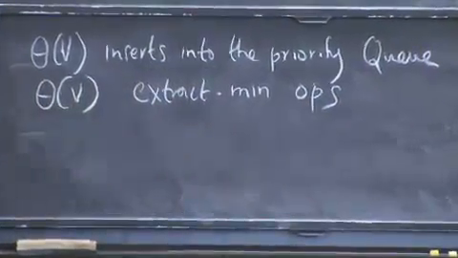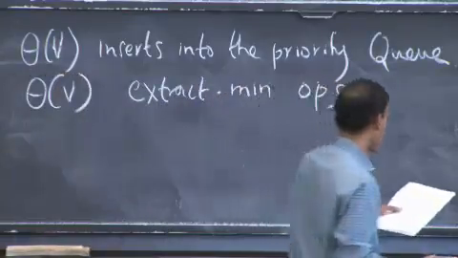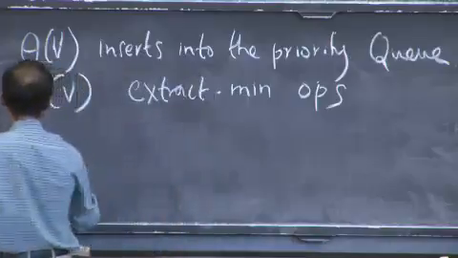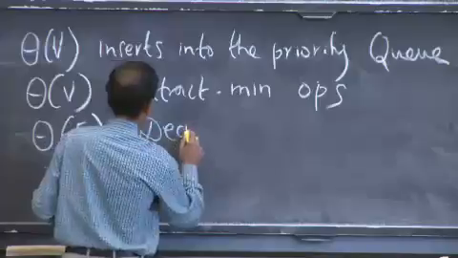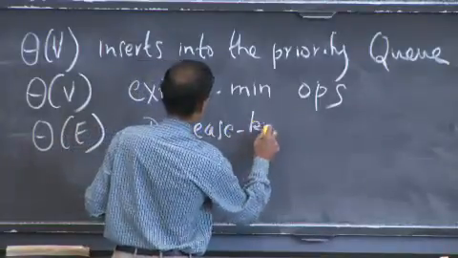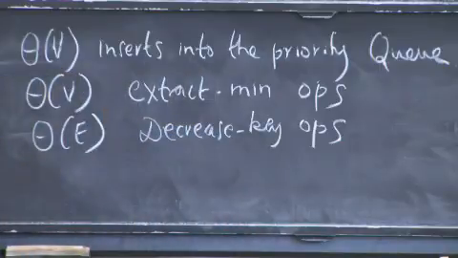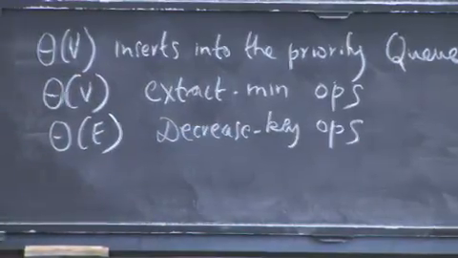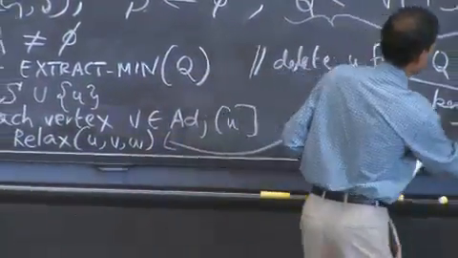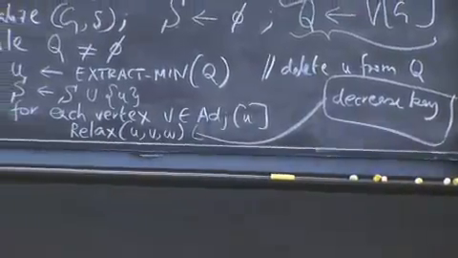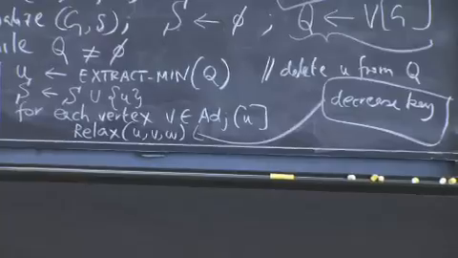I'm only going to delete a vertex once, process a vertex once, and that's why I have theta V extract operations. And I have theta E decrease key or update key operations. Because when I do a relax here, I'm decreasing the key. In particular, it's not an update key, it happens to be a decrease key, which is not a big deal. We don't need to get into that. But you are reducing the d value. So it's a decrease key operation.